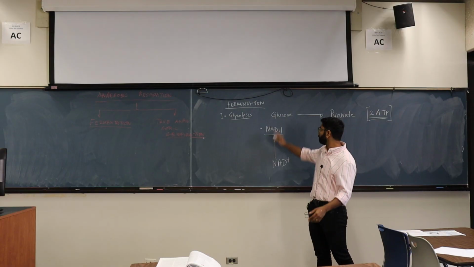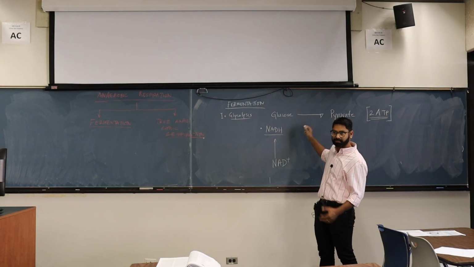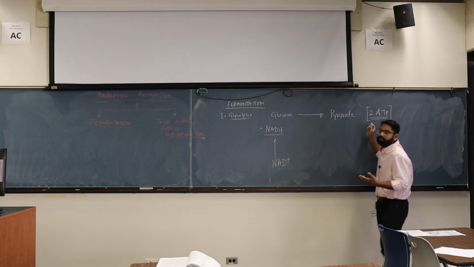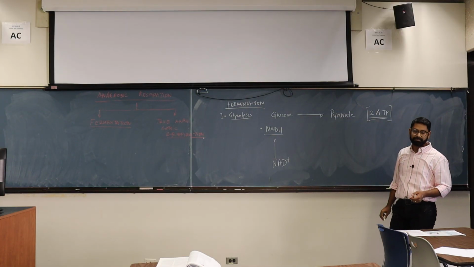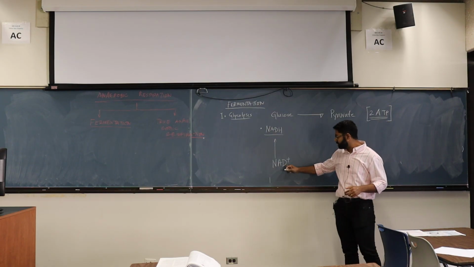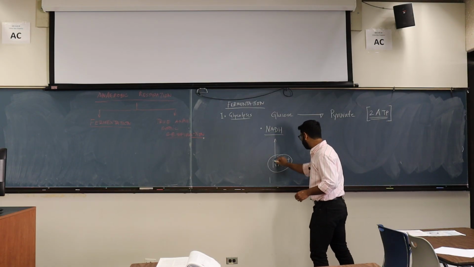Just convert this glucose into pyruvate forever until that glucose is over. Because at least you are producing 2 ATPs. But this does not happen. Why? Because this is in a limited supply.